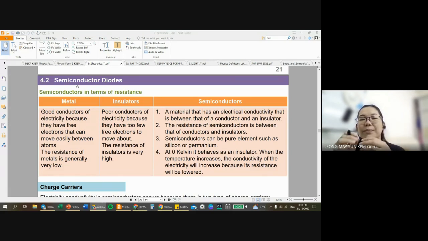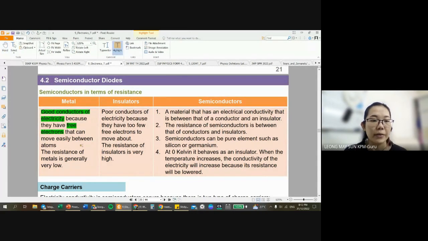All right, so you have to understand what a semiconductor is. First thing first, metal. We all know that metals are good conductors of electricity. Why are they good conductors of electricity? Because metals have a lot of free electrons, which move easily between atoms. The electrons inside the metal can actually move around the atoms. That's a special thing about electrons. Because they're good conductors of electricity, the resistance of metals is generally very low.